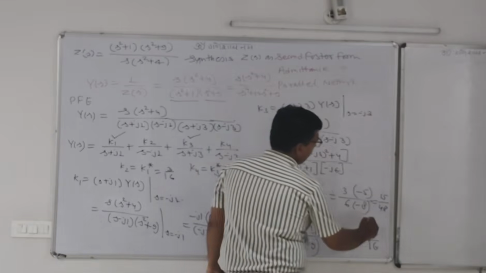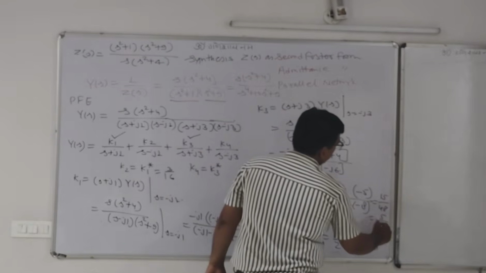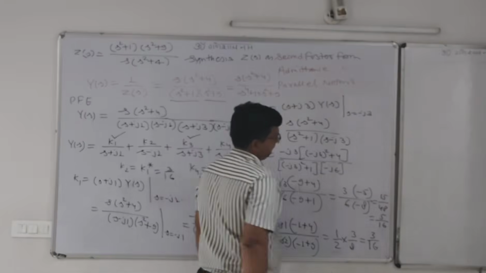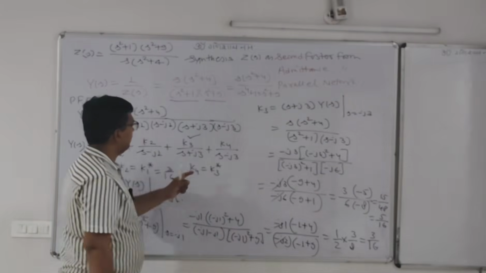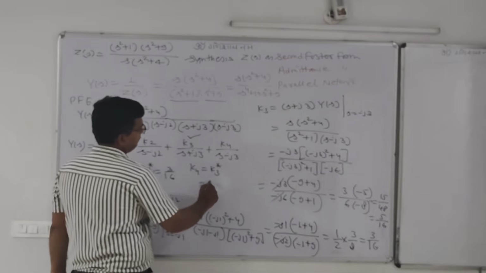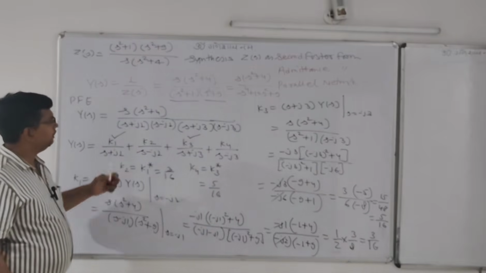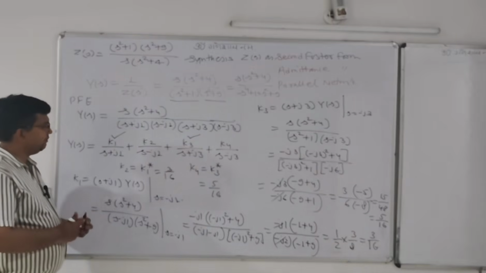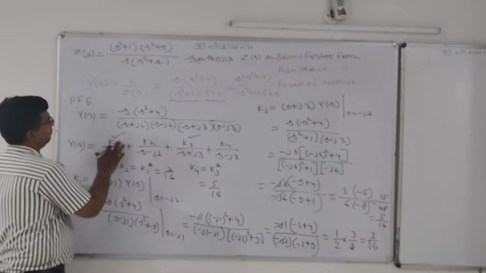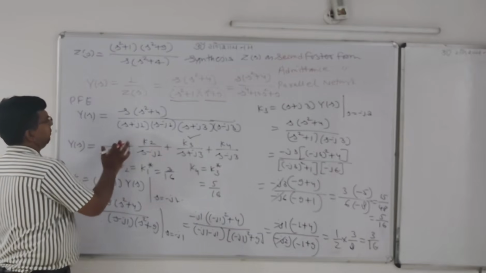Then we will simplify, this becomes 5 upon 16. Once we know K3, what is K4? This is also 5 upon 16. And once we know the values of K1, K2, K3, we will put the values of K1 and K2 here.